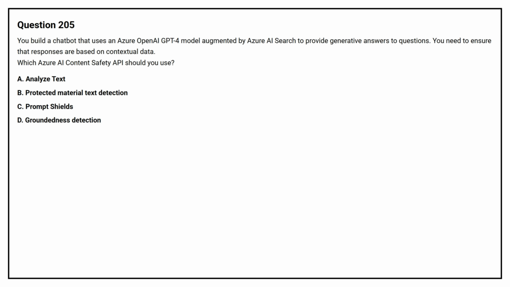Option A, Analyze Text. Option B, Protected Material Text Detection. Option C, Prompt Shield. Option D, Groundedness Detection. The correct answer is Option D, Groundedness Detection.